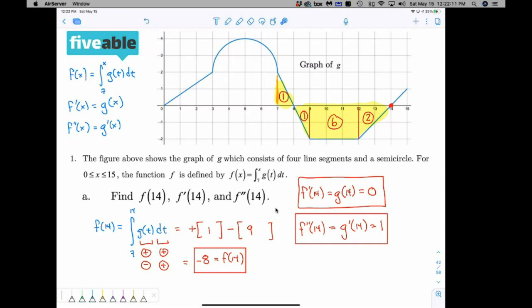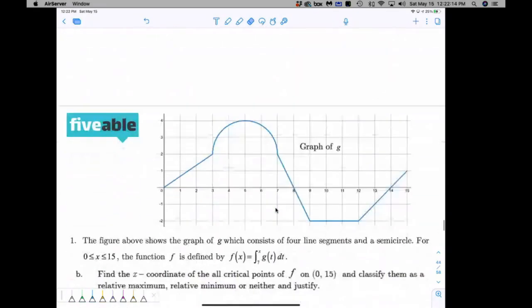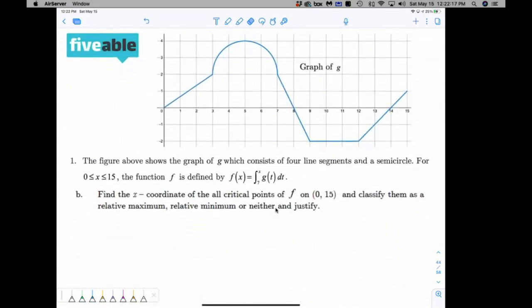Let's go ahead and now take a look at part B of this question. In part B, we are asked this time to find the x-coordinates of the critical points of f on the interval from 0 to 15, and then classify them as a relative max, min, or neither. So the first thing we're going to do is start with critical points. A critical point is anywhere the derivative is equal to 0 or undefined. So since that's the critical point definition, we're going to find out where f prime of x is equal to 0, and where f prime of x is undefined.